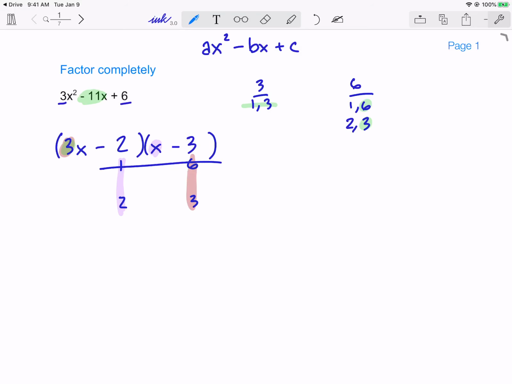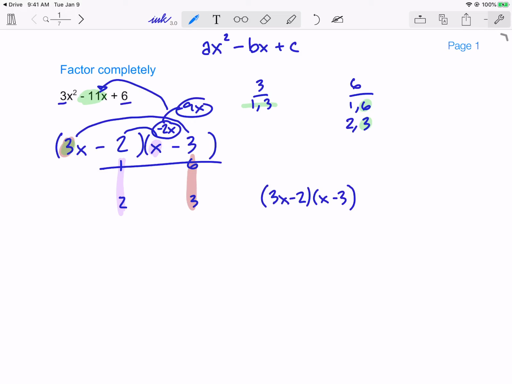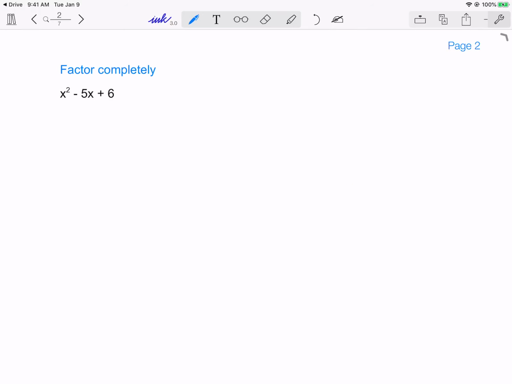Let's check. 3x times negative 3 gives me negative 9x. Negative 2x times x gives me negative 2x. And those numbers added together give me the negative 11x. So my answer is simply 3x minus 2 and x minus 3. And remember, order does not matter. You could also have x minus 3 and 3x minus 2 because multiplication is commutative.